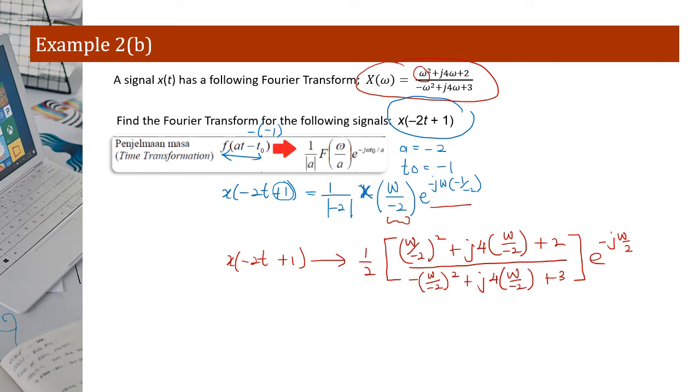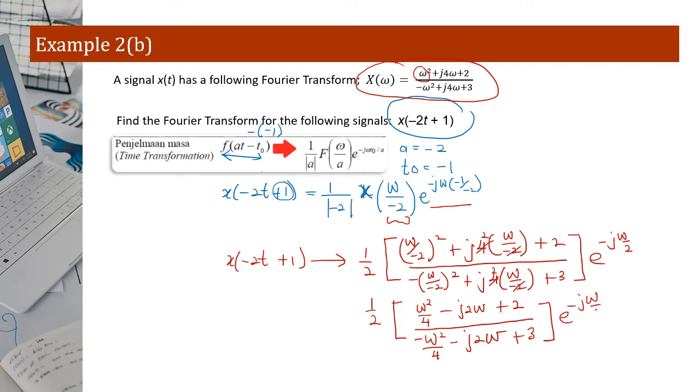Then simplify the equation. So here you have 1 over 2 times omega squared over 4 minus j 2 omega plus 2, divided by negative omega squared over 4 minus j 2 omega plus 3, multiplied with e to the minus j omega over 2.